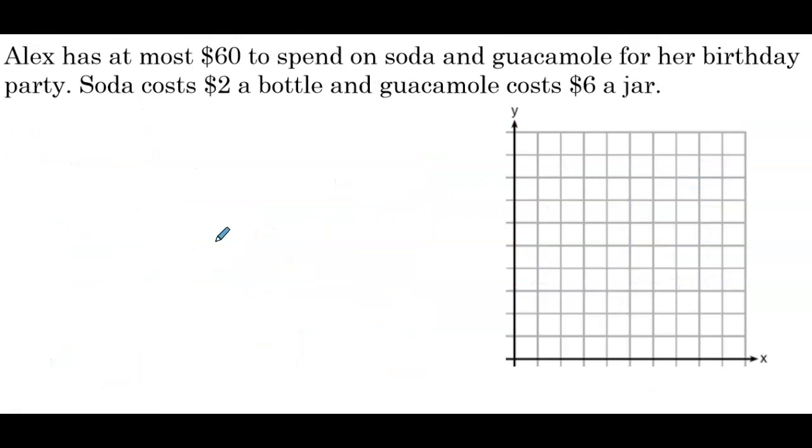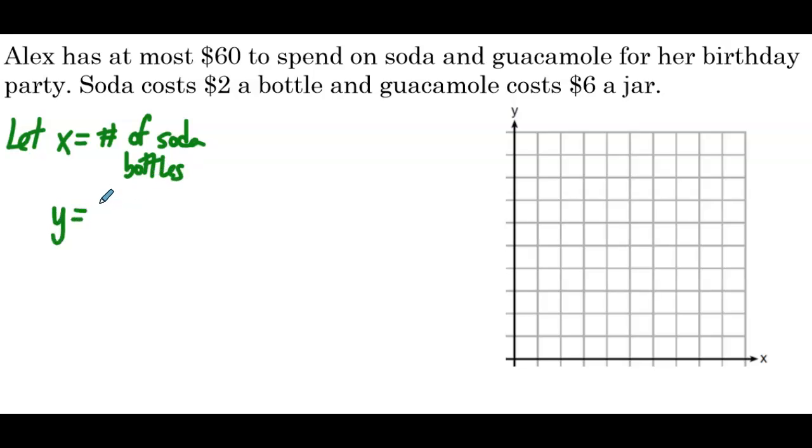Next up, Alex has at most $60 to spend on soda and guacamole for her birthday party. Soda costs $2 a bottle and guacamole costs $6 a jar. With any word problem, start with our let statement. We'll let x be equal to the number of soda bottles, and we'll define y to be the number of jars of guacamole. We'll just abbreviate that guac. So we've defined our variables.